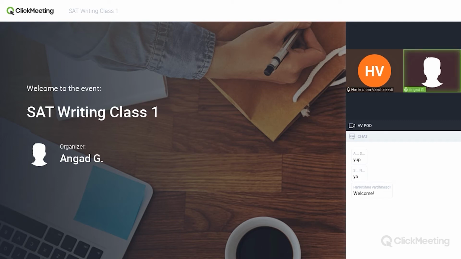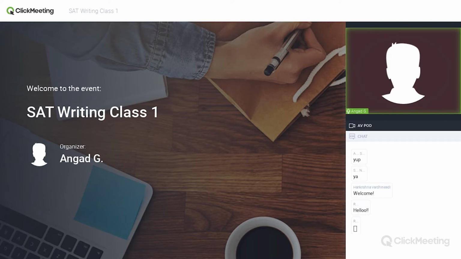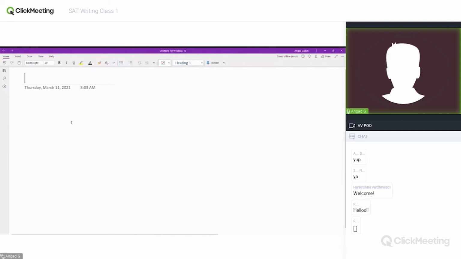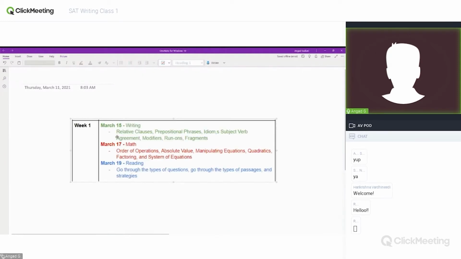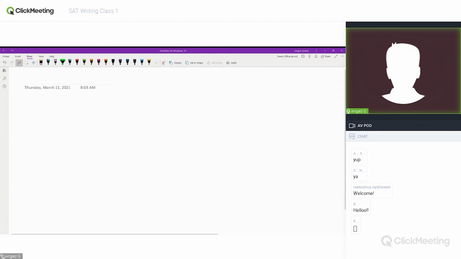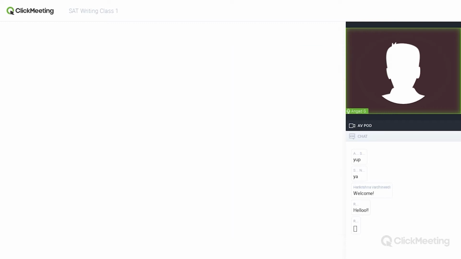So if you haven't looked at the schedule yet, I'll quickly show you guys what we're planning to do today. I'm just going to share my screen right now. This is the week 1 schedule, and today we're doing a writing class. We're going to be going over relative clauses, prepositional phrases, idioms, subject-verb agreement, modifiers, run-ons, and fragments. That's all we're going to be doing today. Before we start, we're going to ask you guys to fill out the survey real quick.